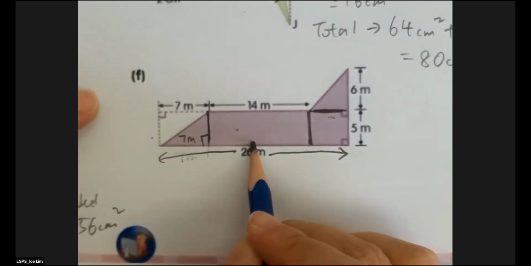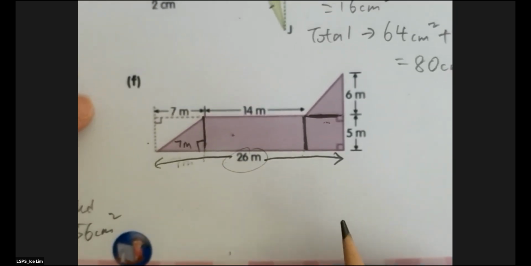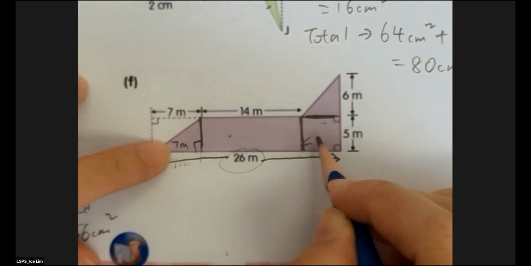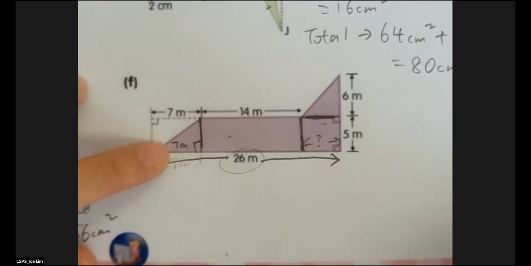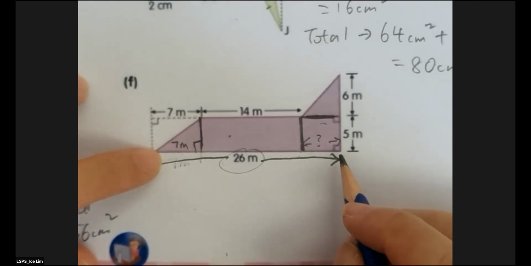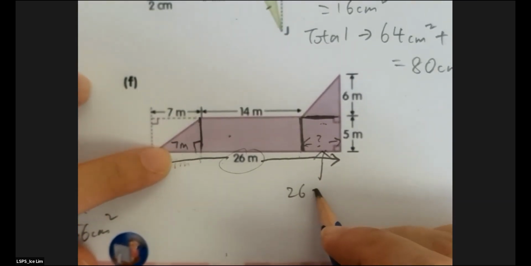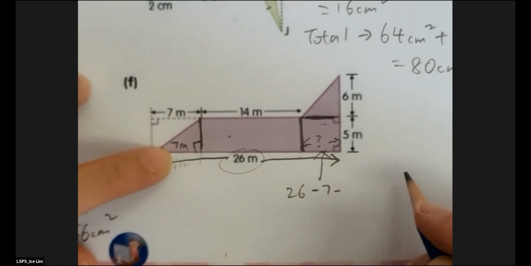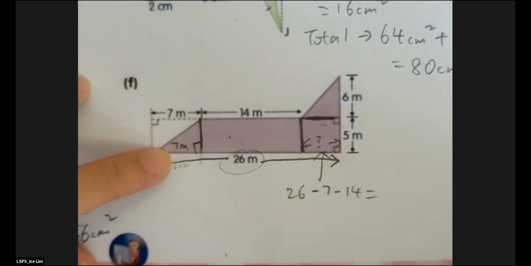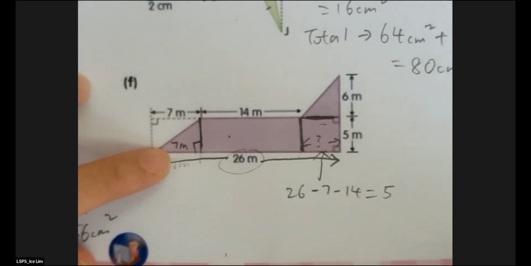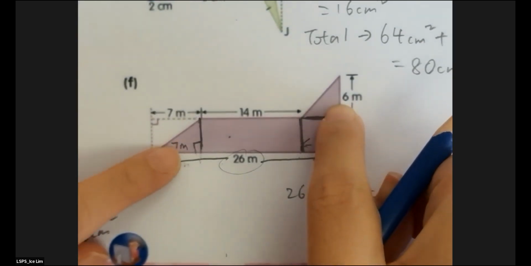Okay, so 26 is the whole distance. 7 is here, right? Then what is this? 26 minus 7 minus 14. Okay, and the answer is 5. So are these two triangles the same?